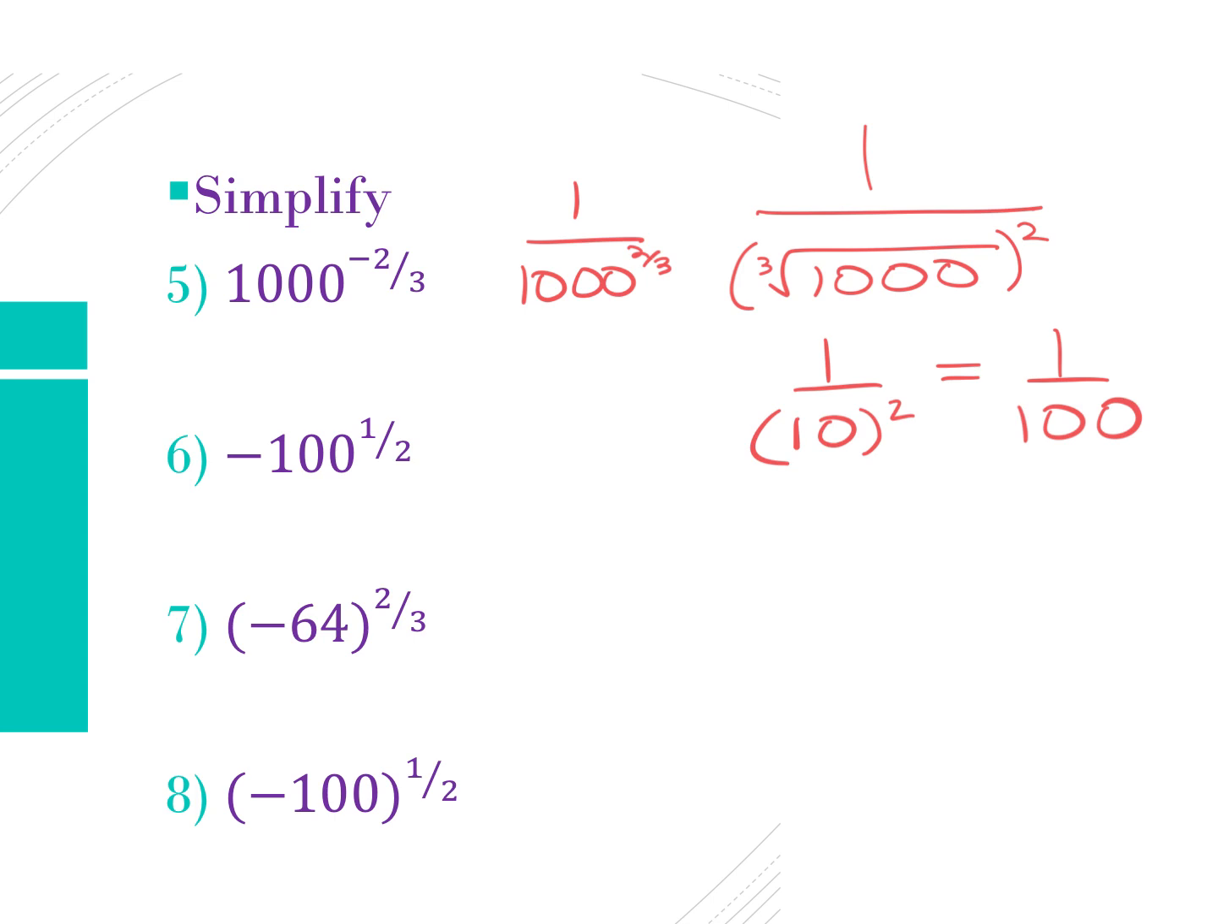Now, if you were to square 1,000 and then find the cube root, you can do it, but it's going to start getting your numbers really big. So if at all possible, always find the root first and then square it. There will be a few occasions where you can't find the root first. You would have to square it first. All right, let's try the next one.